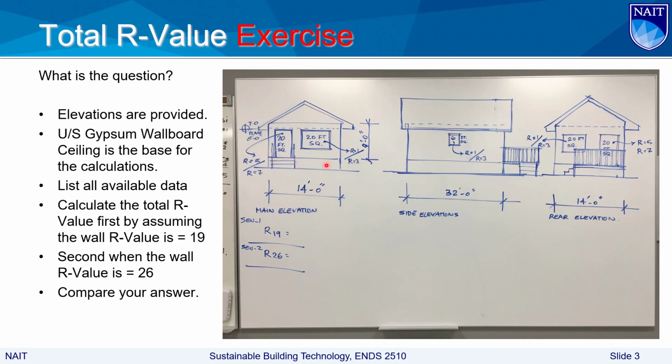Here is the floor. Below the floor is a rim board and the foundation wall. We don't discuss that at this point. What we discuss is from this line, which is the finished floor for the main floor, to the underside of the gypsum wallboard. We understand the height is 9 foot using the studs. However, here we are talking about the underside of the gypsum wallboard, and that's what we are looking for in this exercise. The underside of the gypsum wallboard ceiling is the base for the calculation, as I mentioned.